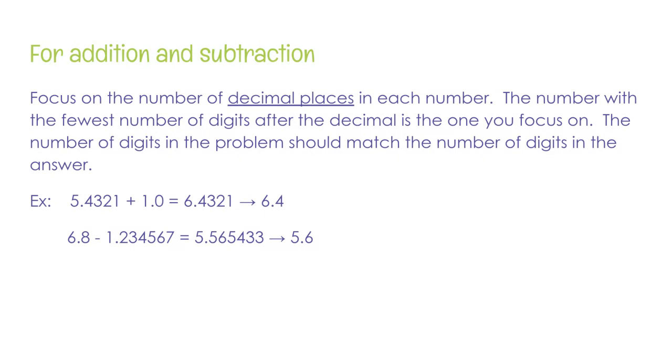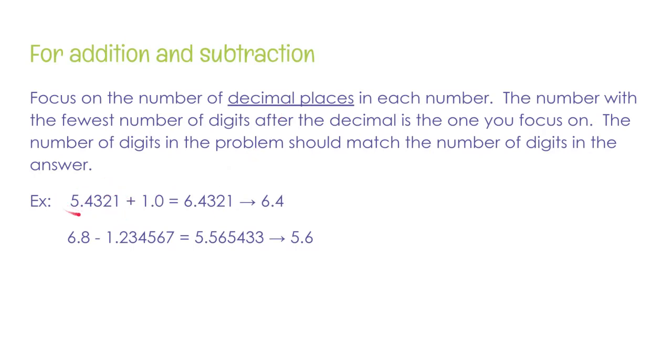So when I'm adding or subtracting, my job is to focus on the number of decimal places in each number. And then my final answer needs to have equal precision to the measurement that had the least precision. Okay. That sounds a little crazy, a little scary, but it makes sense with examples. So just hang with me. Addition and subtraction, stick to your decimal places.